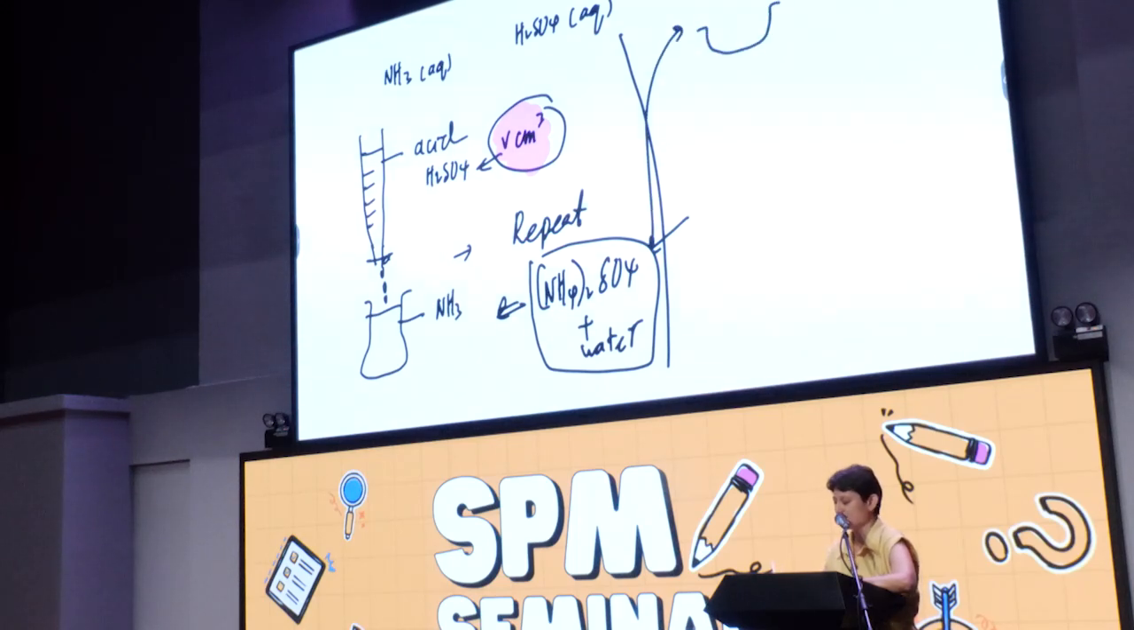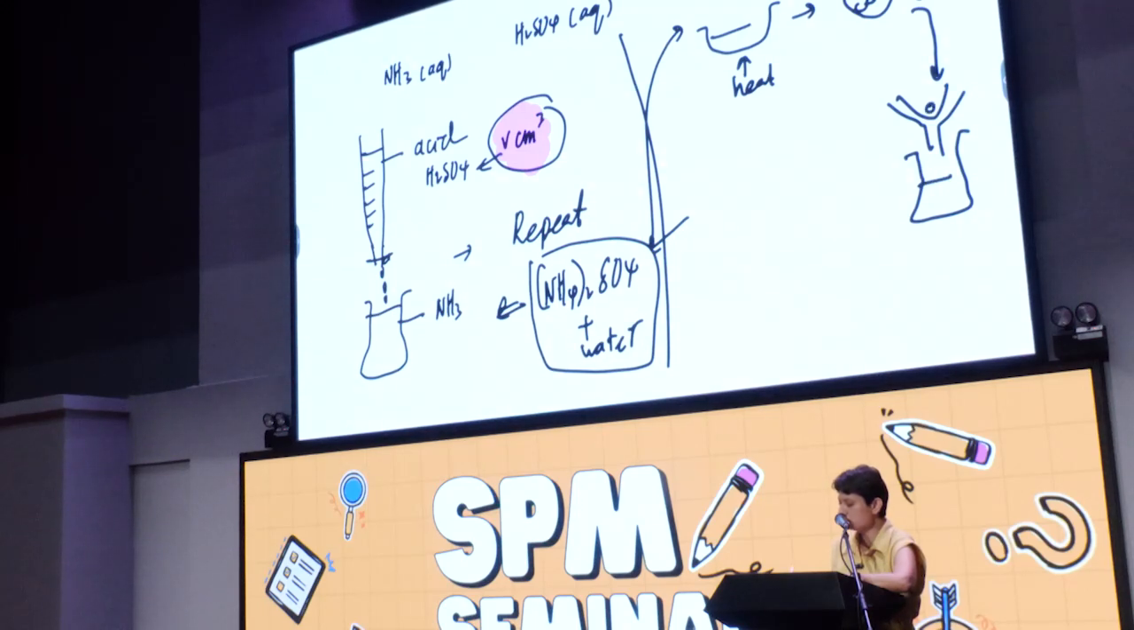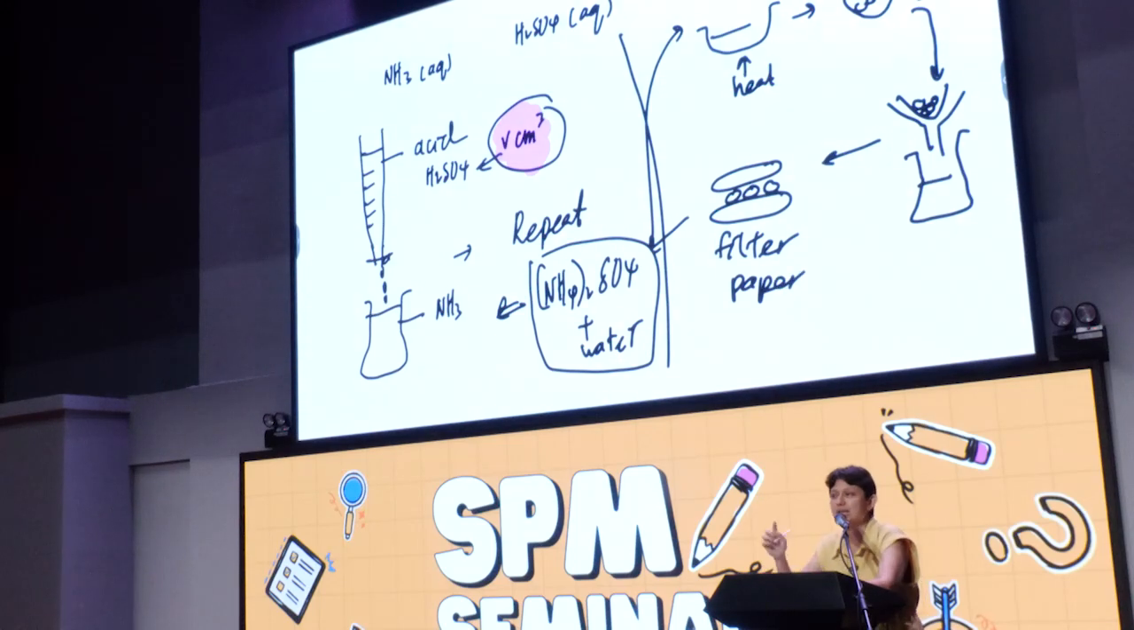Not boil, heat. Heat in an evaporating dish. Heat. Heat until when? Saturated. Heat until saturated. Okay? Until saturated. Heat until saturated. And then, you cool, filter. Then here is your salt. And then you dry between filter paper. If you write all of this, including your equation, you get 11 marks.